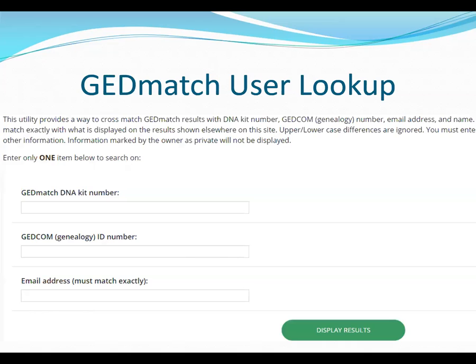So here is a screenshot of the web page where you can look this up, and you can input data from any of these 3 bits of information into the 3 fields there. In most cases, I'm going to input the email address because that's usually what I have available to look for a kit number or a GEDcom ID number. And then you click display results and you get the information.